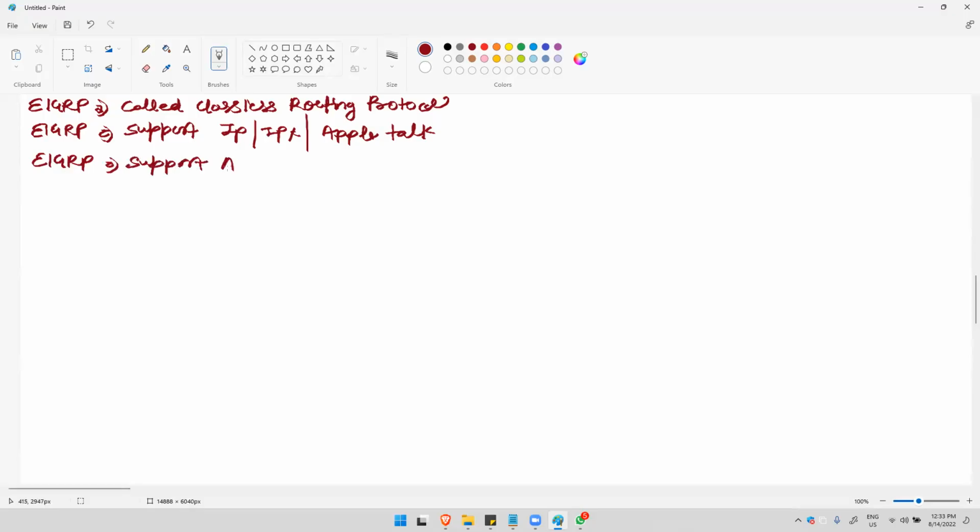It supports which one thing, dear? Authentication. How many types of authentication are supported? We are getting two types. MD5 and the other one is HMAC-SHA-256. Clear? Hash MAC algorithm, secure hash. Clear?